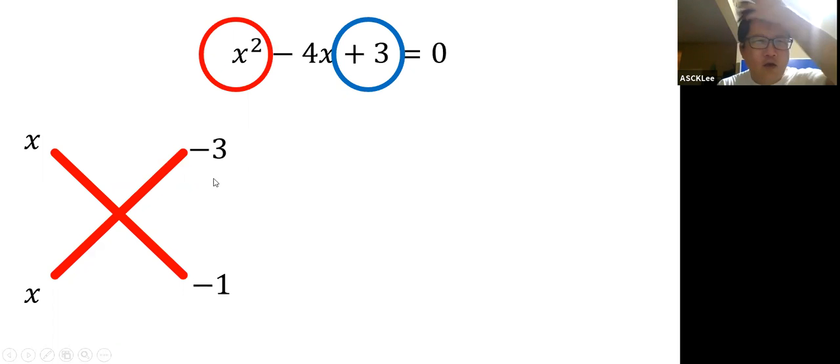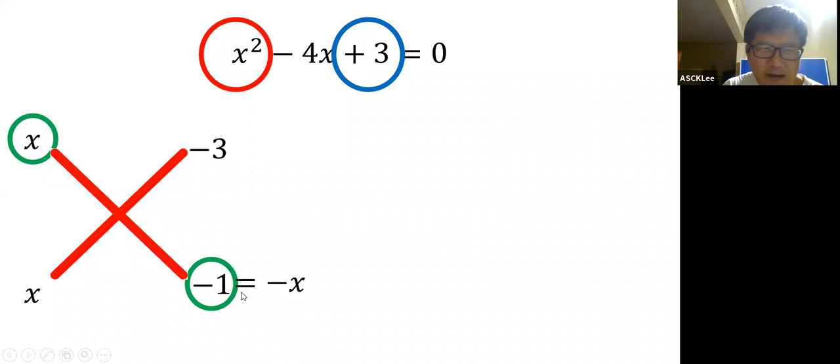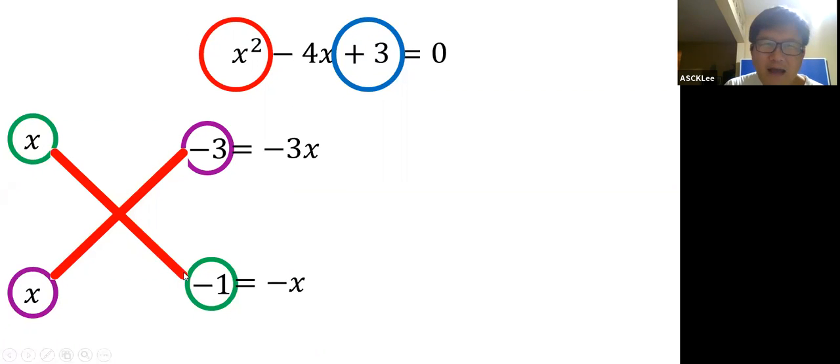So to get 3, you have minus 3 times minus 1. And when you multiply diagonally, you see x times minus 1 is minus x, and x times minus 3 is minus 3x. And minus x plus minus 3x is minus 4x. And again, you've hit jackpot. You've hit your factors already. The factors are x minus 3 and x minus 1.